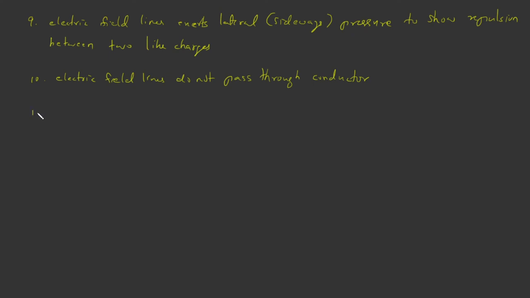The last property we are going to mention here is that electric field lines can pass through an insulator. So in this video we studied electric field lines.